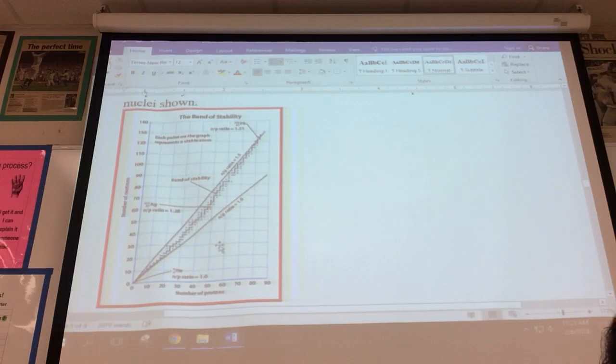Anything below the 1.0 to 1 ratio or above the 1.50 to 1 ratio is unstable, and that's when it's going to undergo some type of nuclear decay series where you'll emit maybe beta or alpha, etc., with the goal being to try and generate a neutron to proton ratio within the band of stability.